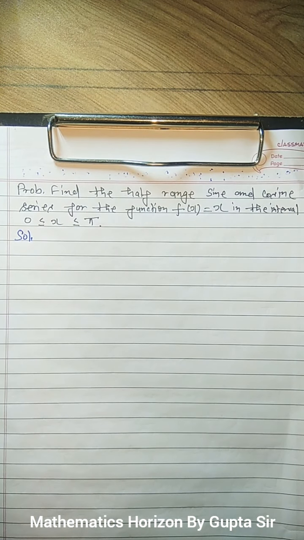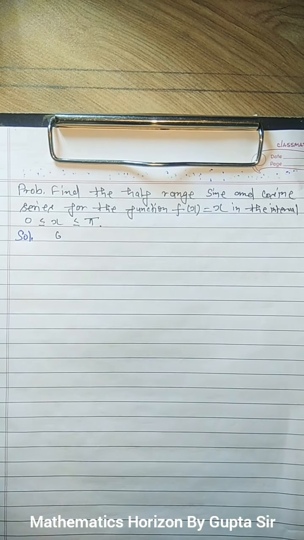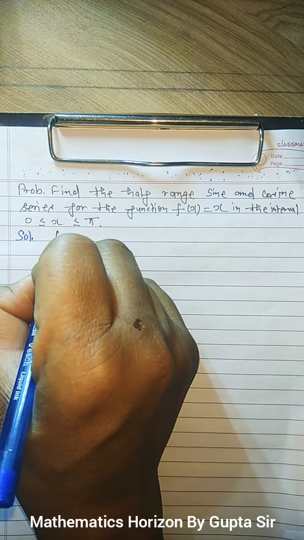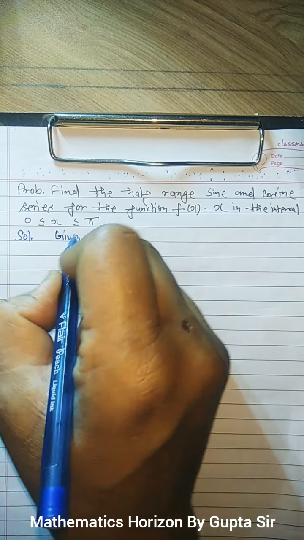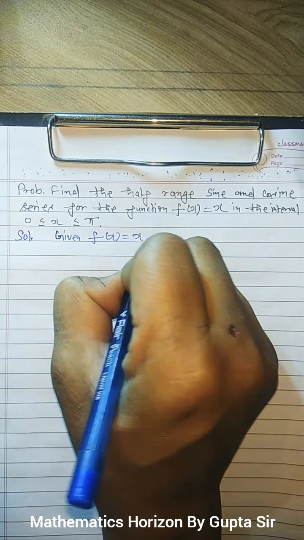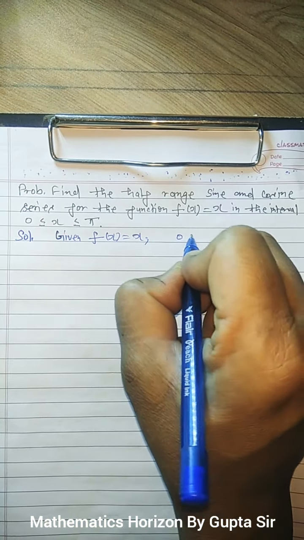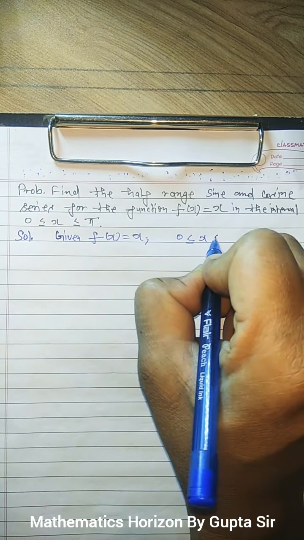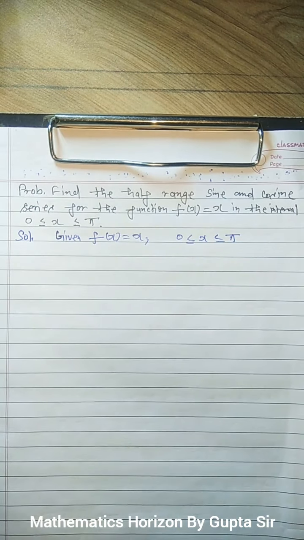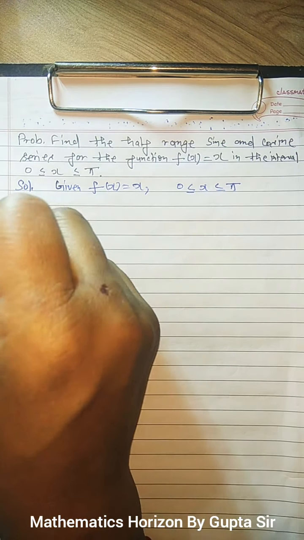What is given? Here the given function is f(x) is equal to x and the interval is 0 less than or equal to x less than or equal to pi. First we find the half-range sine series.